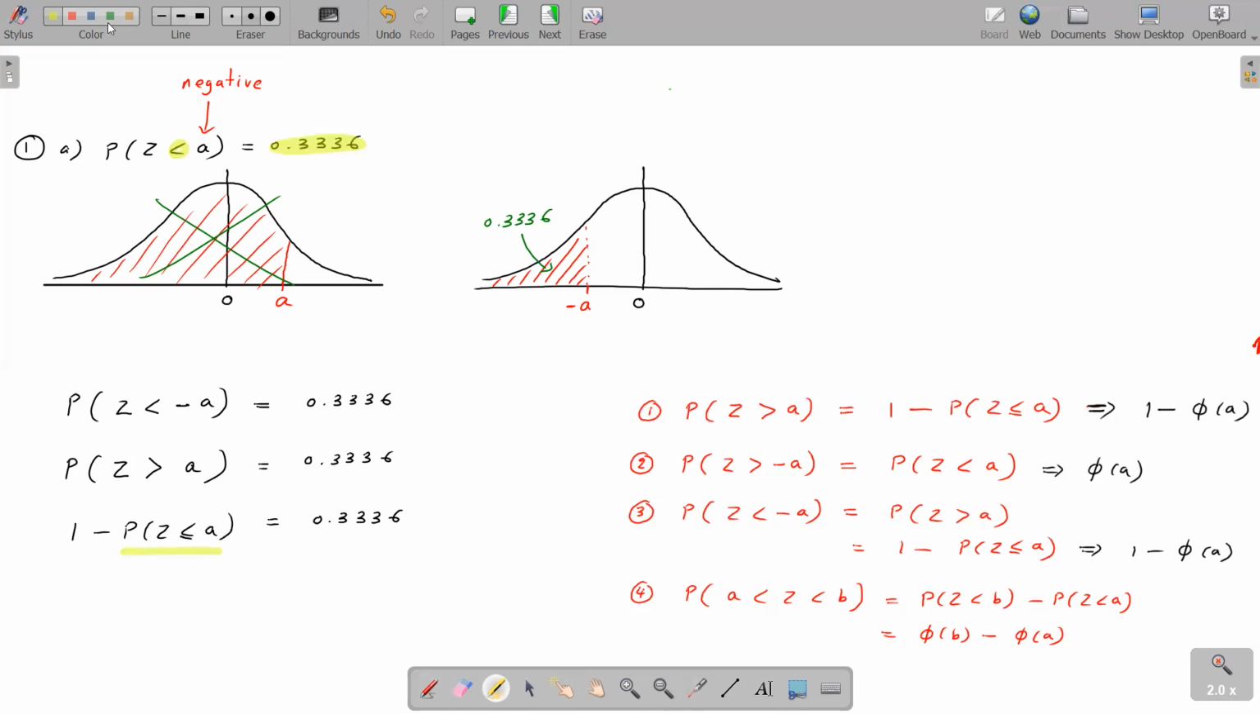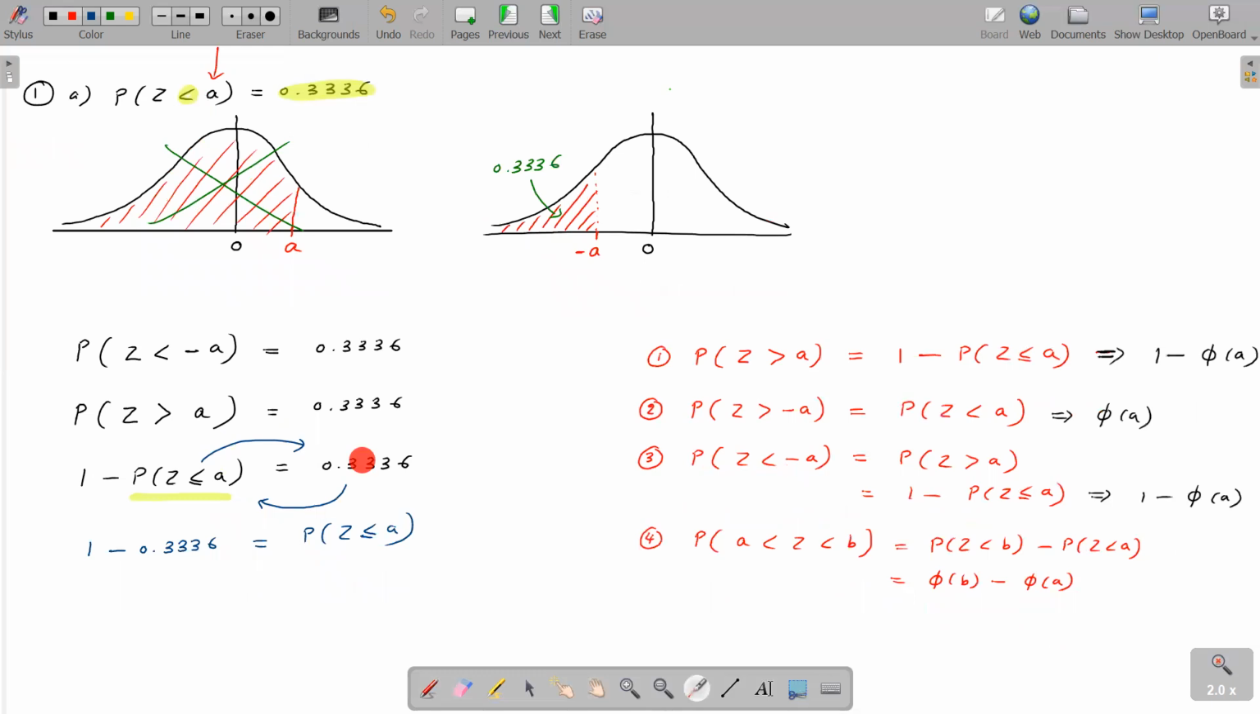Make it the subject. So what do you get here? I'll bring this to the other side and I'll bring 0.3336 here. So it's going to be 1 minus 0.3336 equals the probability Z less than or equal to A. Can you guys see what I just did here? I just switched positions. I'm using these rules that we learned earlier.